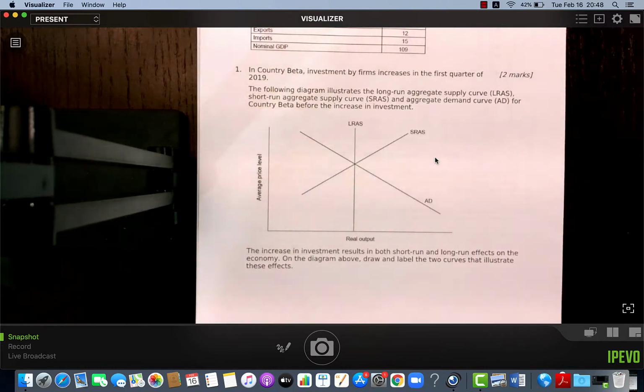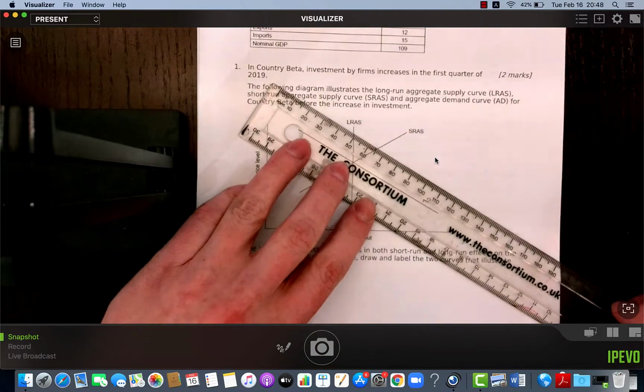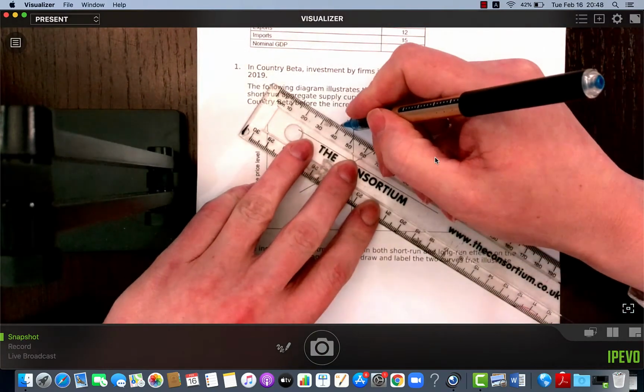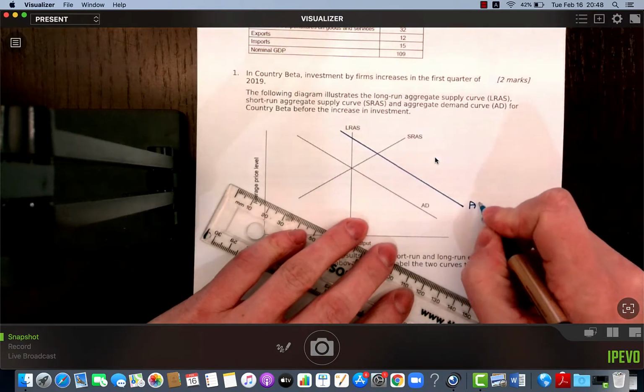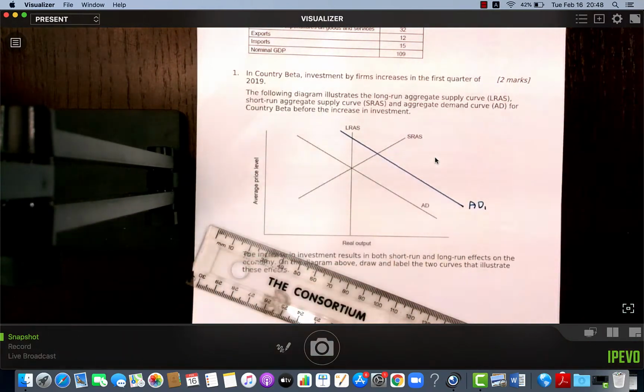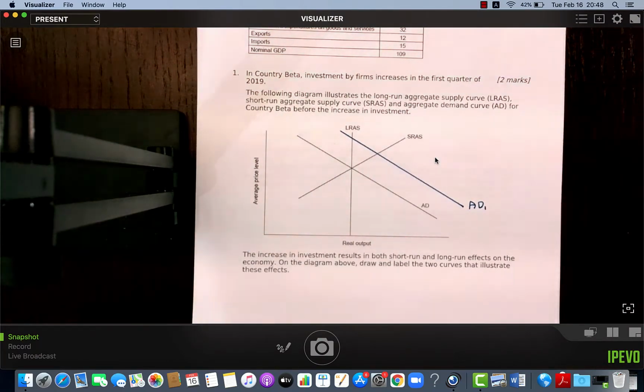Well, the very first thing is we know that investment is part of aggregate demand, because it's C plus I plus G plus X minus M. So if there is an increase in investment, that is going to shift the aggregate demand curve outwards. So we're going to get an outward shift in aggregate demand. Now, there wouldn't be any reason for a change in its slope, but even if it's not perfectly parallel, it's absolutely fine in terms of getting full marks.